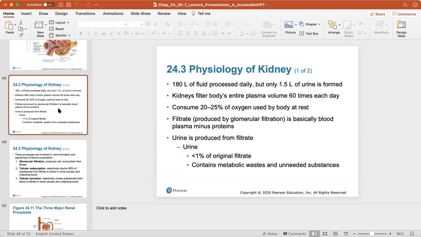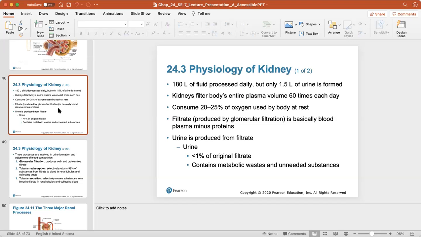So the function of your kidney is to filter all the blood in the body. About 180 liters of fluid is processed daily, but only about 1.5 liters of urine is formed a day. The kidneys filter the body's entire plasma volume about 60 times a day. It consumes about 20 to 25% of the oxygen at rest, and the filtrate that is produced from glomerular filtration in the glomerulus is basically your blood plasma minus proteins.